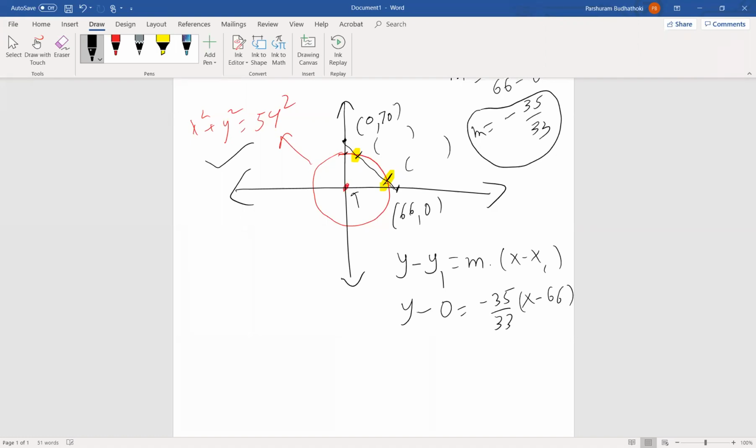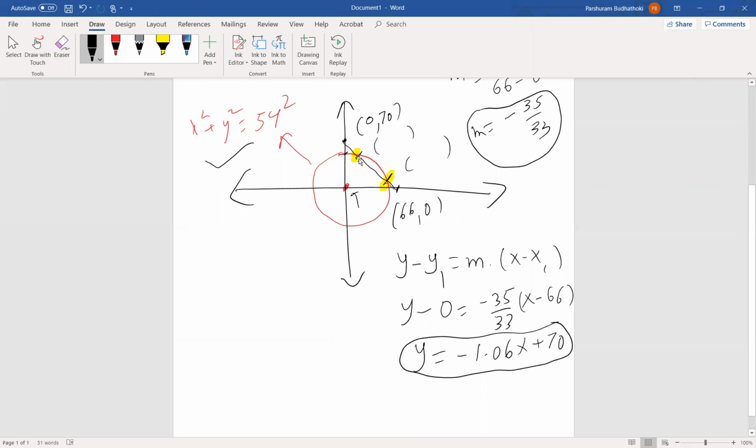If you try to simplify it, just use your calculator. It will be y equal negative 1.06x plus 70. I'm just using up to 2 decimal places; you can go up to 3 decimal places, that is fine. So this is the equation of the line joining these 2 points, (0, 70) and (66, 0).